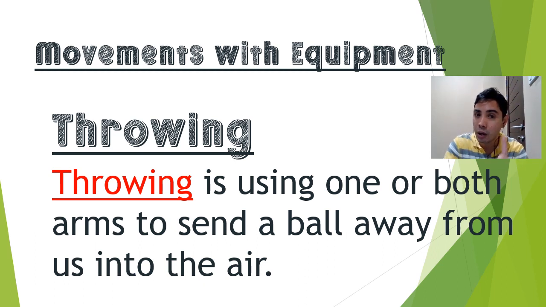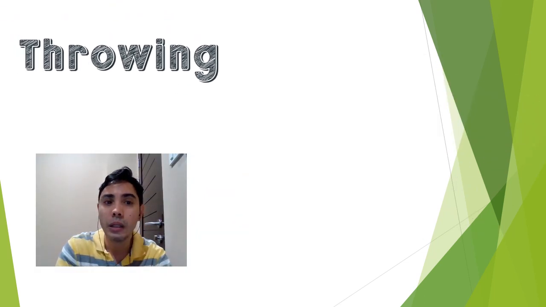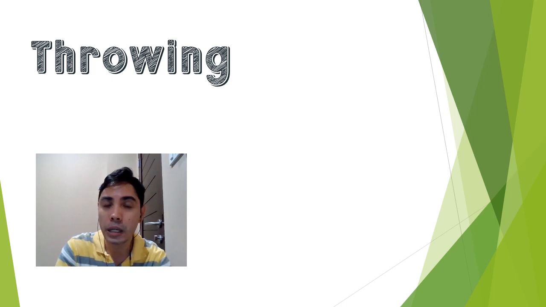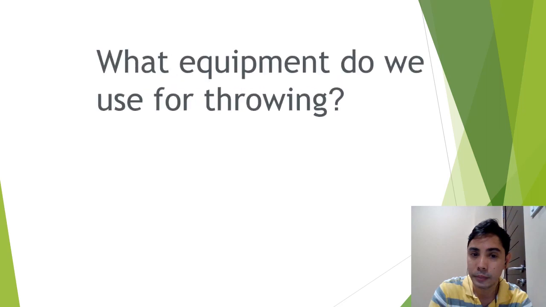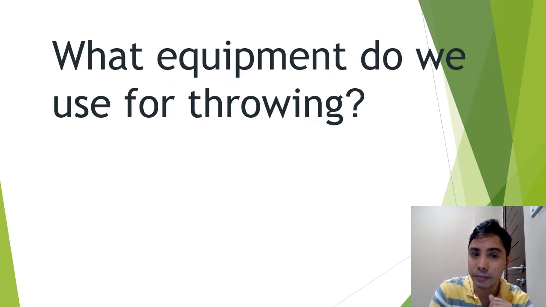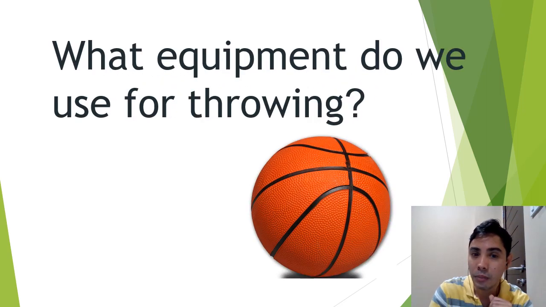And again, what equipment do we use for throwing? We can use a ball. This kind of throwing, the man is using a ball. See? A ball. Can you throw using a basketball? Good job.